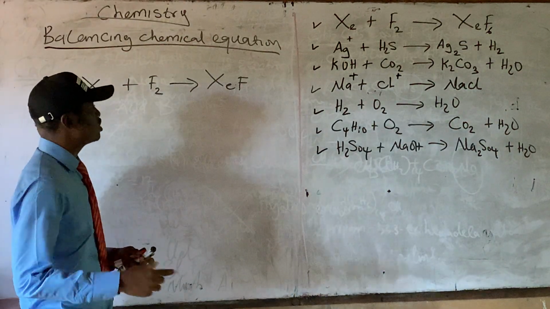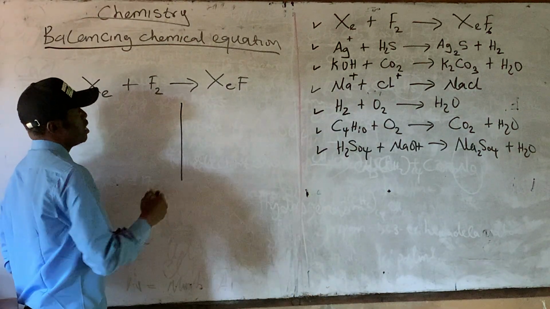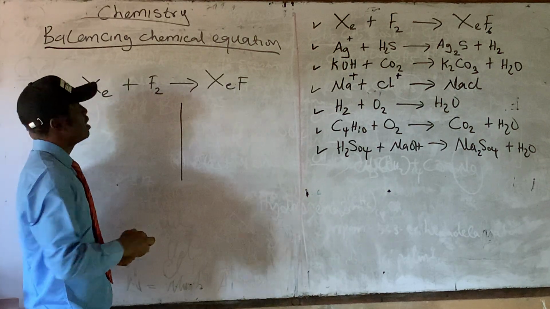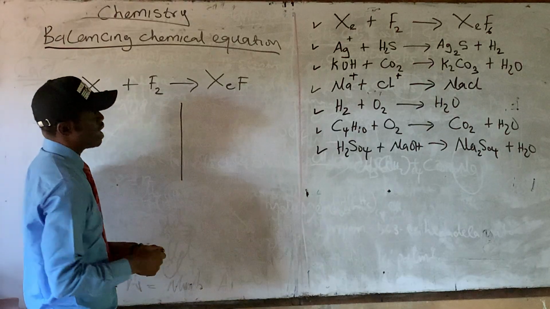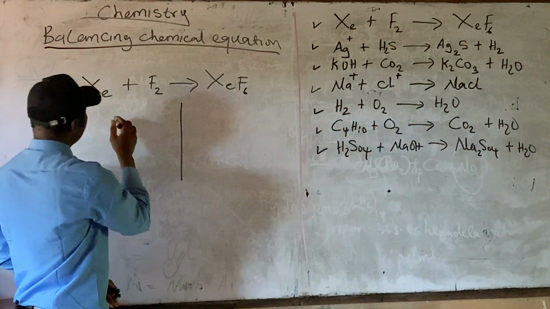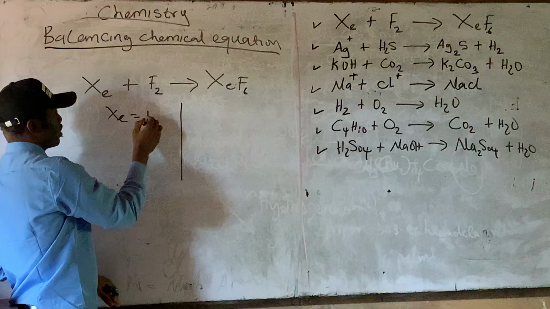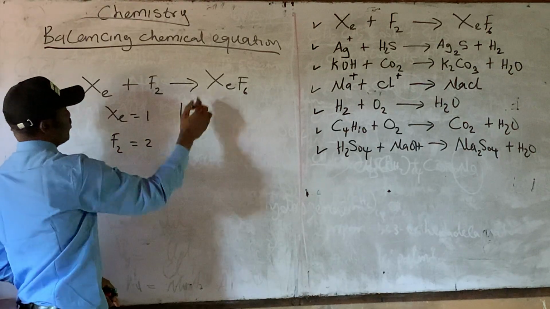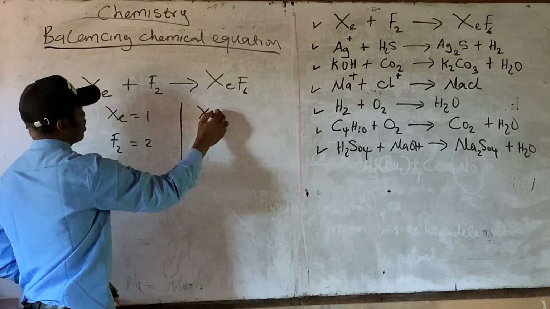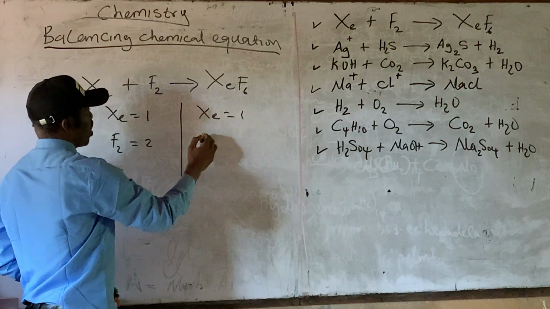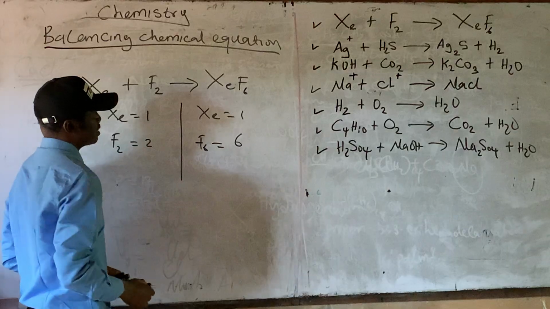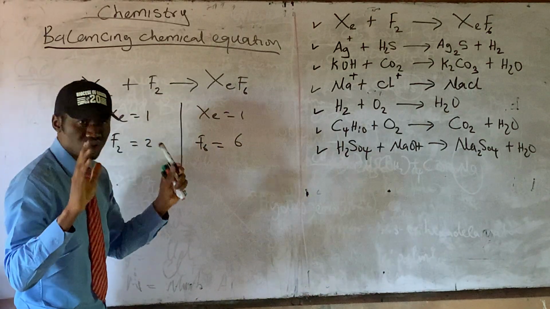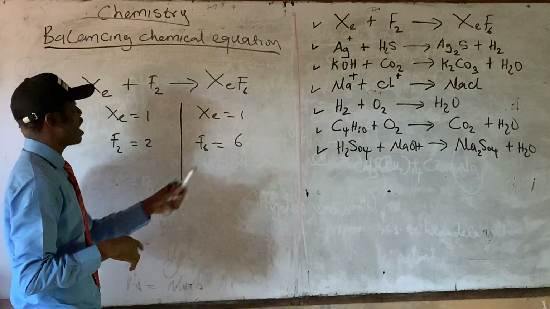Now, the first thing to do is to list the number of elements on the reactant side and the number of elements on the product side. If you look very well, you will see that xenon is just one, and fluorine is two. On the product side, xenon is still one, but fluorine over there is 6. So what is wrong with this equation? Xenon is good to go. But fluorine, we have 2, we have 6.